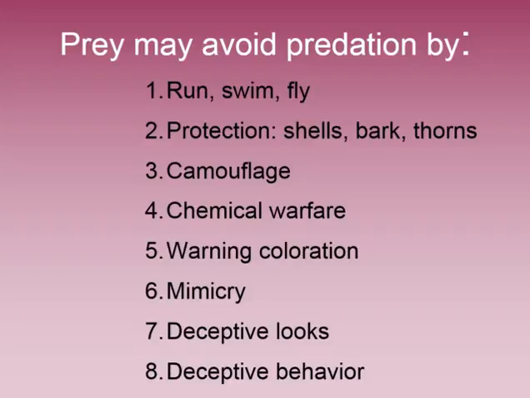On the other hand, prey can also use things to avoid being predated or being eaten. They can run, swim, fly, protect themselves with a shell or thorns. They can camouflage themselves so they aren't seen. They can use chemical warfare so they don't taste good or they're poisonous. They can use mimicry, where they mimic another animal that might not taste good or is poisonous, so they use the same colorations to fool the predator. And they can also use deceptive looks and behavior. They can try to look like a rock, or something like, there's lots of fish that look like rocks or seaweed, to try to not be eaten.